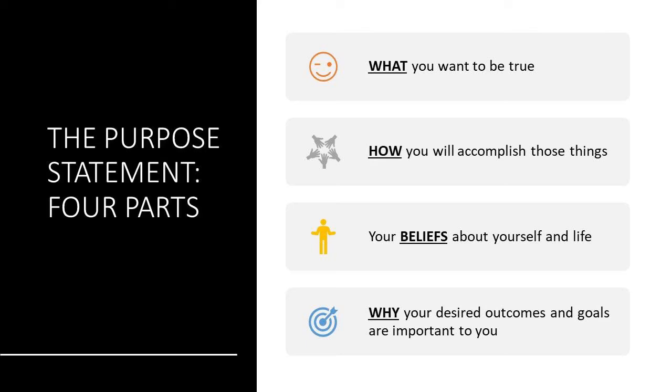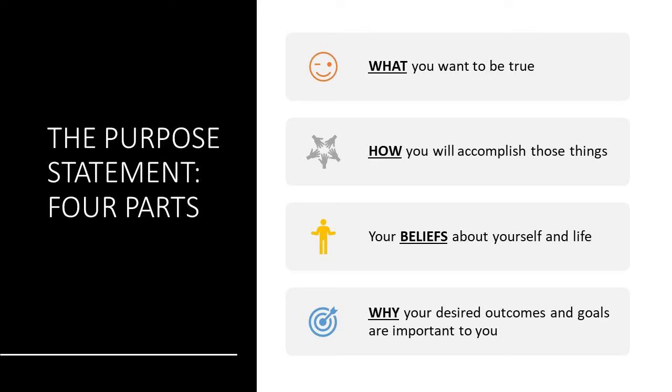Let me give you an example. What I want to be true: I want it to be true that by the end of the school year, I will have my master's degree. How will you accomplish those things? I will make sure I attend all of my grad school classes and complete all of my coursework. Now, that is what we're focusing on today, the what and the how.